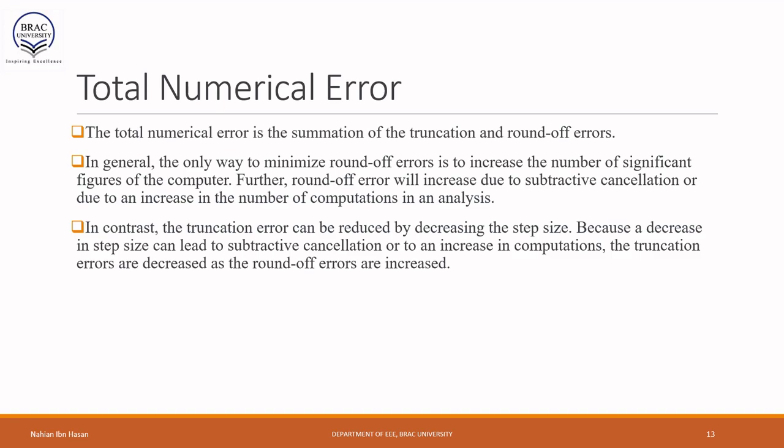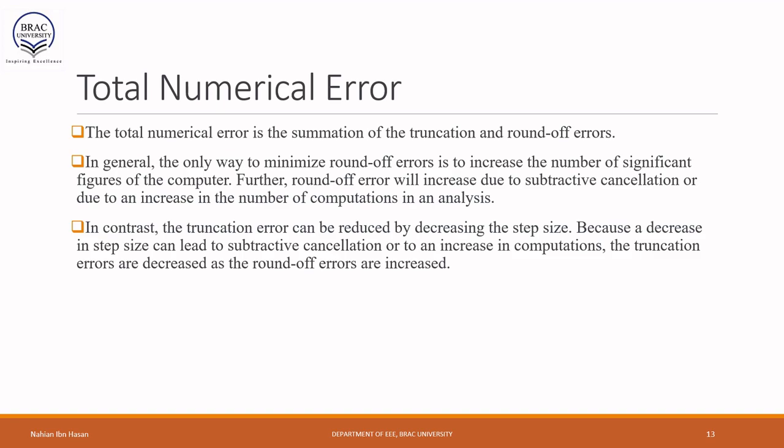So sometimes there is an inverse relationship between truncation error and round-off errors. Whenever you try to reduce the truncation error, the round-off error goes higher and higher. It becomes more significant, and sometimes when you try to reduce the round-off errors, the truncation error increases. So we have to make some trade-offs between those two different kinds of errors.